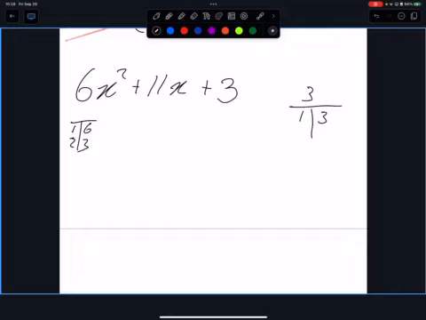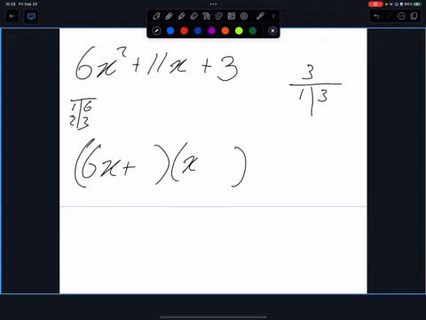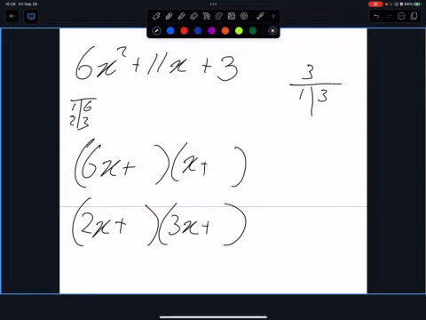So what are my solutions? I have 6x and x, or I have 2x and 3x. These are the possible solutions I have. So you take your pencil and then you see which one is correct. It's either 1, 3 or 3, 1.